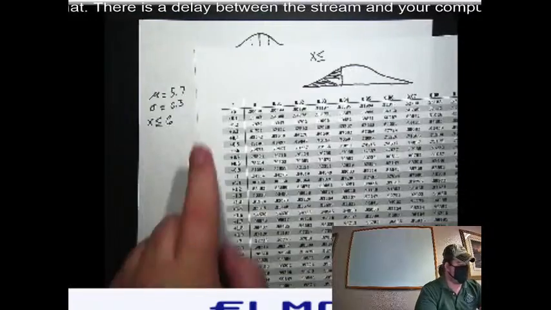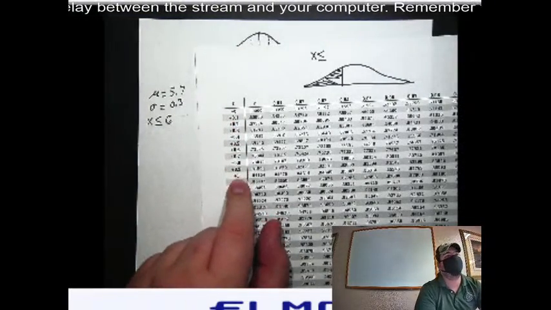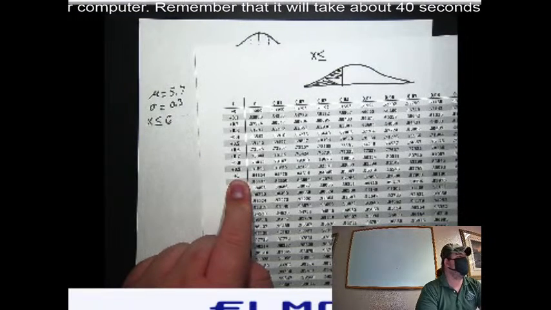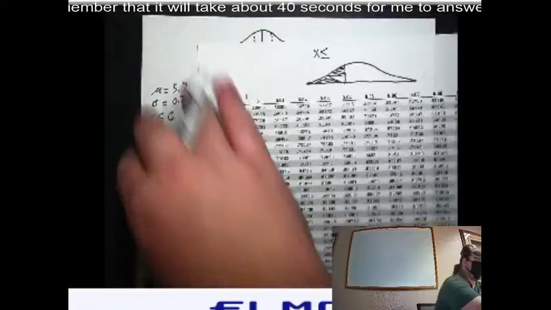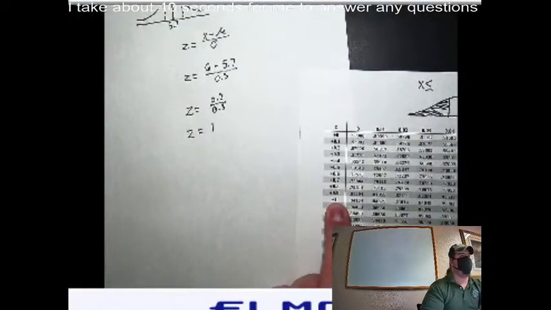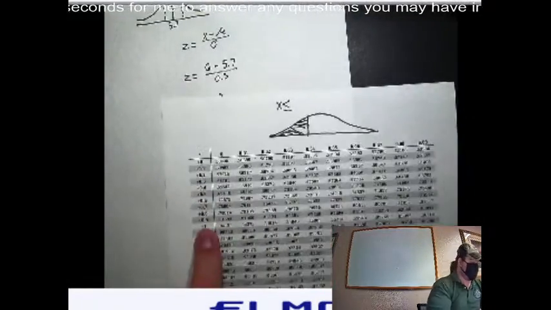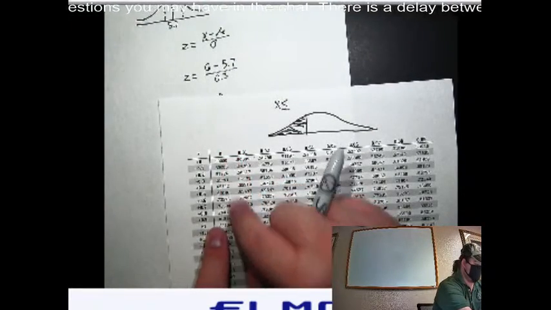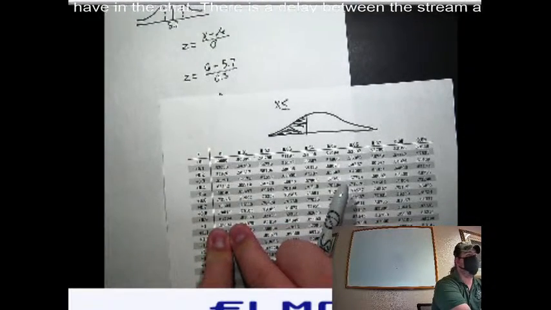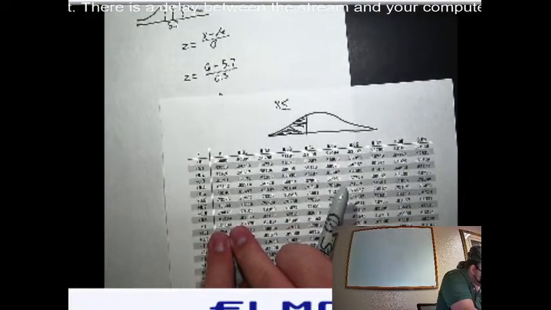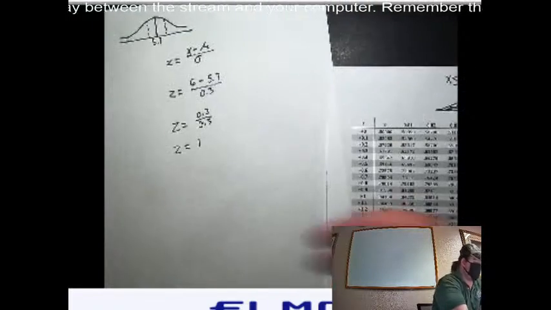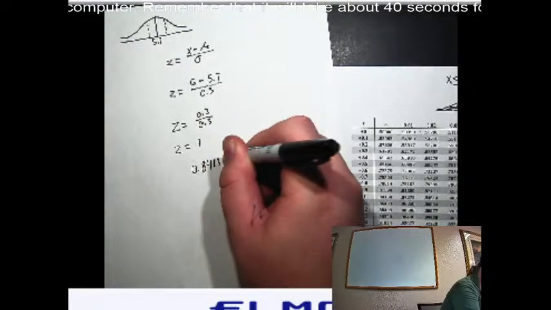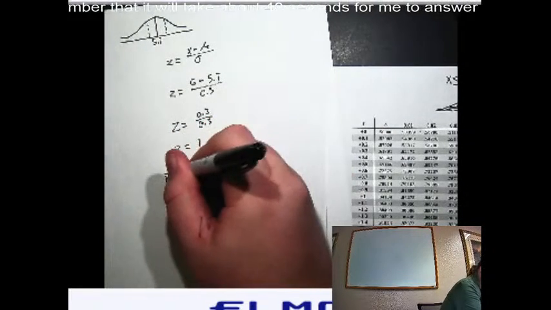Okay, so we need to find 1. Just look down here. There's 1. And it's 1 point what? Well, did anything come after that 1? So it's 1.0. So find 1.0 is right there. And then they match up here. That is 0.84134. And there's our probability.